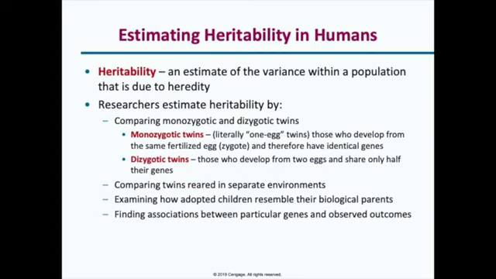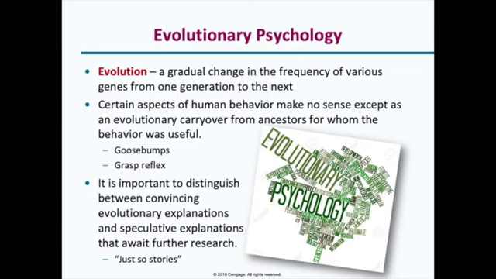Genes that increase the probability of survival and reproduction become more common in the next generation. Some aspects of human behavior make no sense except in the context of evolution. For example, consider the goosebumps you get when you're cold. What good do they do? None. However, other mammals with hairier skin gain an advantage by erecting their hairs when they're cold. Their raised hairs provide extra insulation.